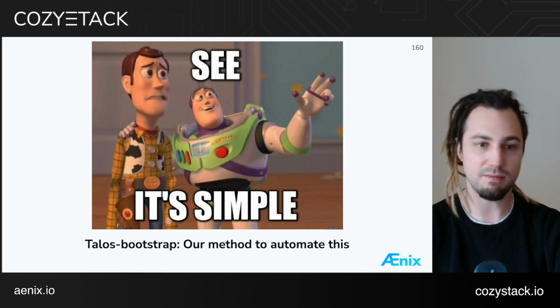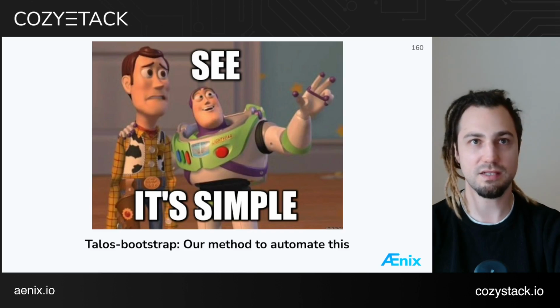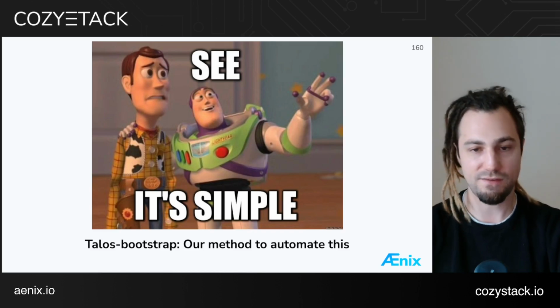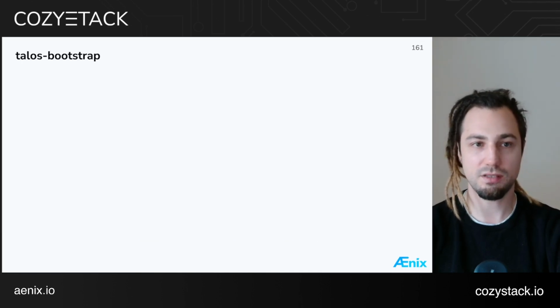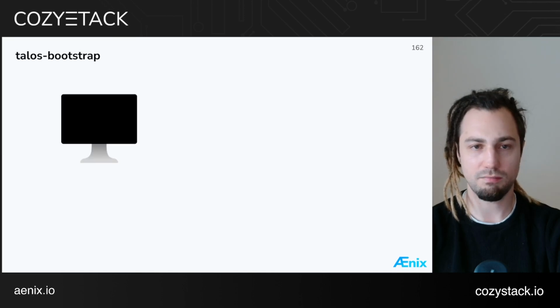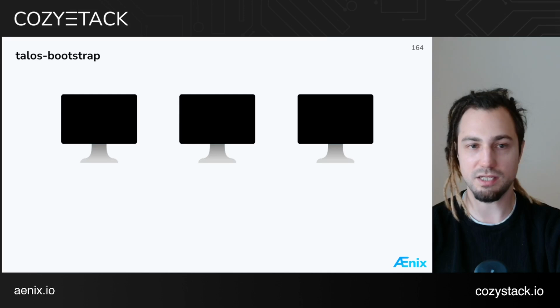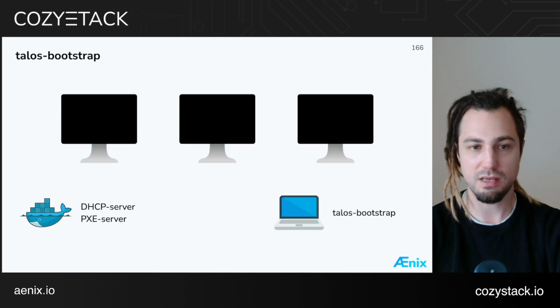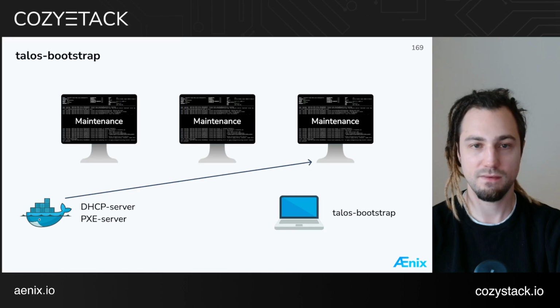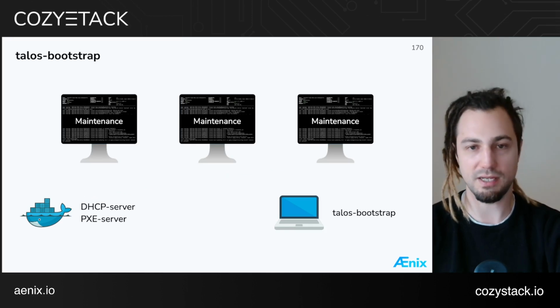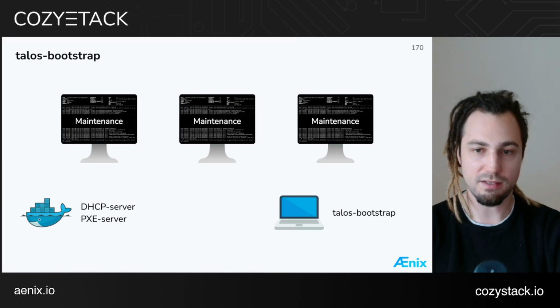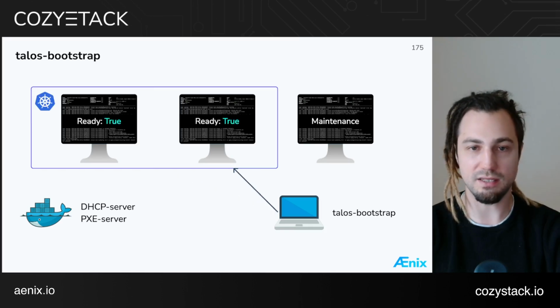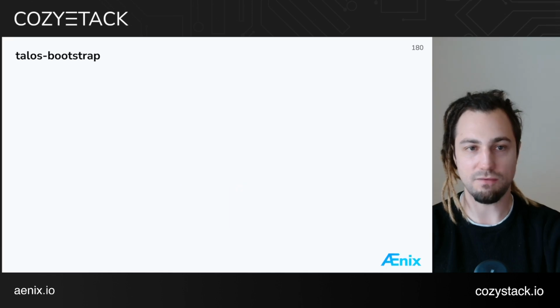We also found that many users don't want to understand this Talos configuration, they just want to try it, and we wanted to automate it somehow. So we built our own method for installation. It's called Talos Bootstrap. It works pretty similarly. It's actually a shell script which allows you to bootstrap your nodes. First, we provide DHCP and PXE servers in Docker images that allow you to boot your nodes. So they boot Talos Linux into maintenance mode, and then you can use Talos Bootstrap to create clusters, communicating through it. Let's see how it works.